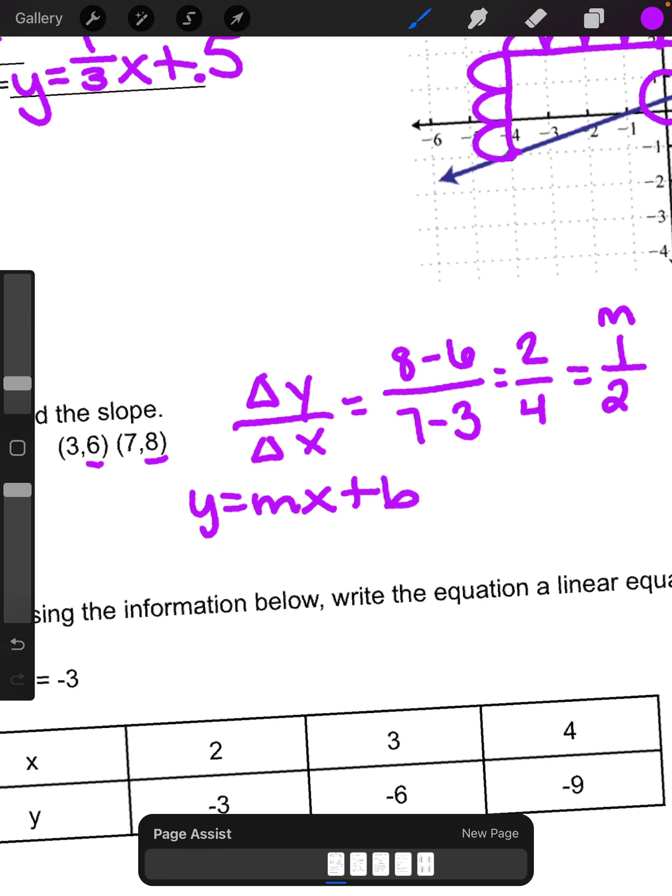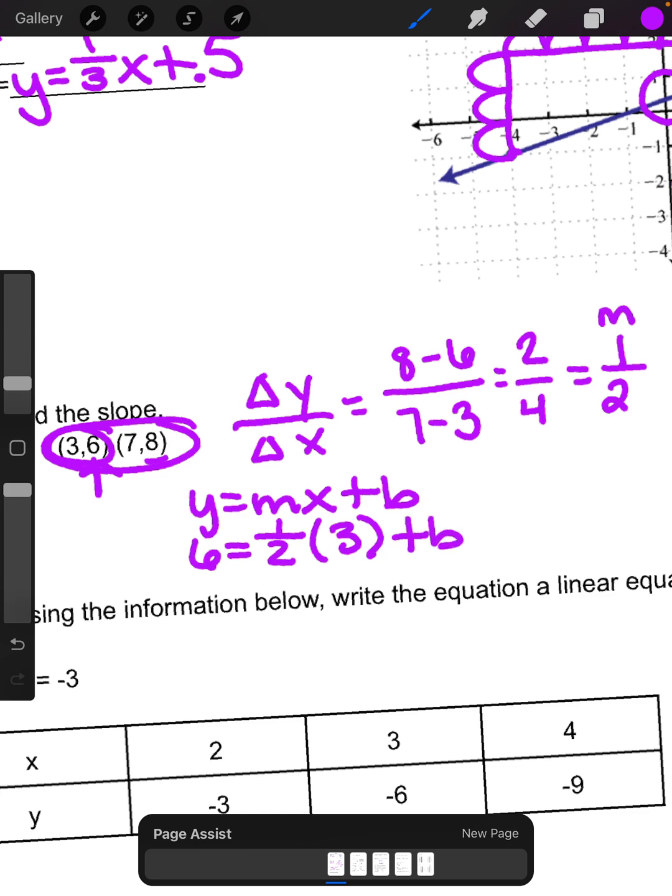I can solve for my b using these x and y terms that I already have. So I'm just going to use the first one. So the y term for that is 6. I know that my slope now is 1/2. I know my x that went with that 6 is 3. And then I'm just solving for b.